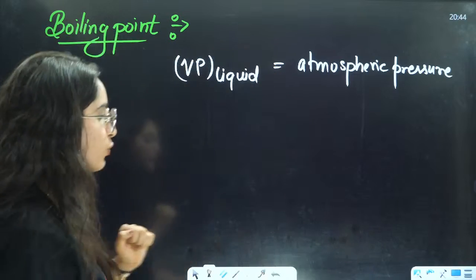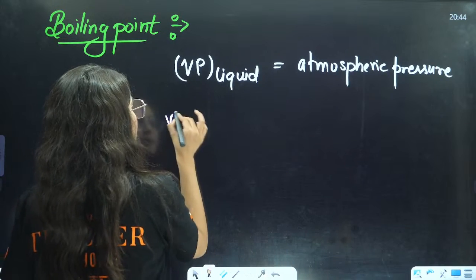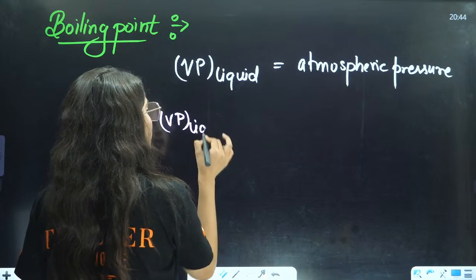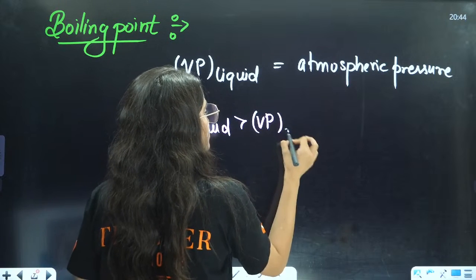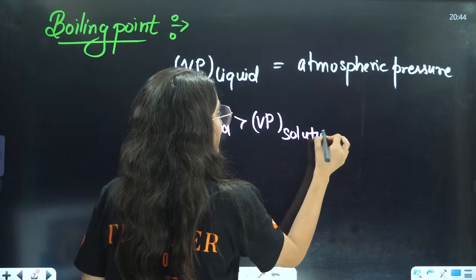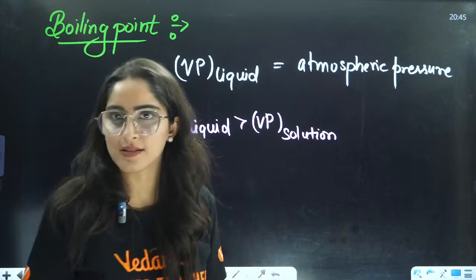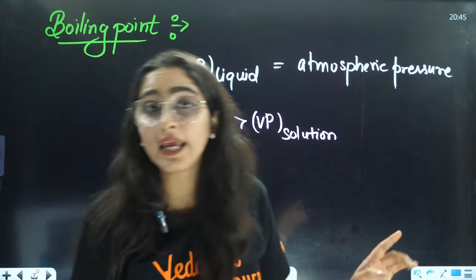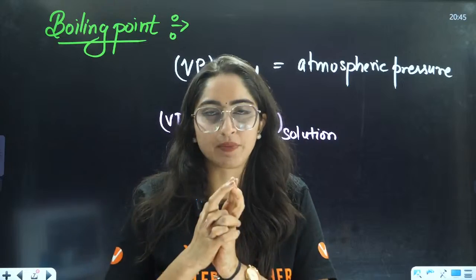Now, I told you one thing, that the vapor pressure of pure liquid is more than the vapor pressure of solution. When you add the non-volatile solute, the vapor pressure decreases, right? From these two things, we are going to see why there is elevation.